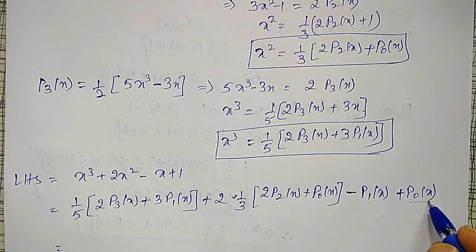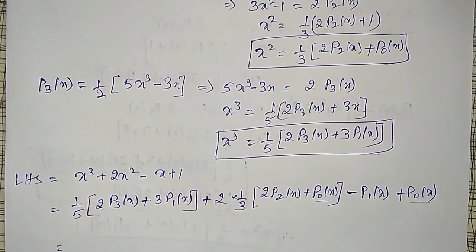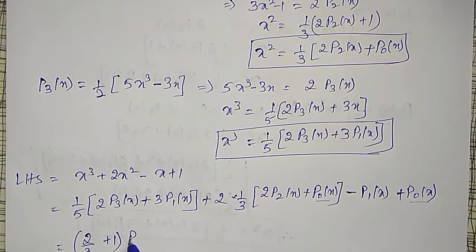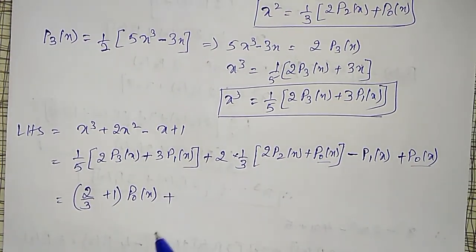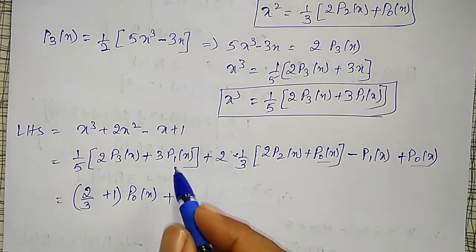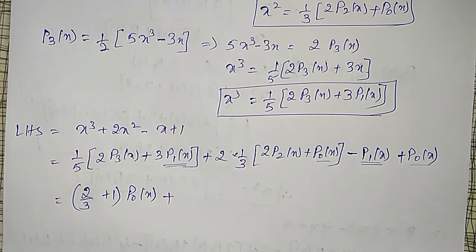P0 of x containing terms: there are two. Therefore, the coefficient of P0 of x I will write here as 2 by 3 plus 1, correct, 2 by 3 plus 1, into P0 of x, plus then P1 of x containing terms: P1 of x, and one more P1 of x.